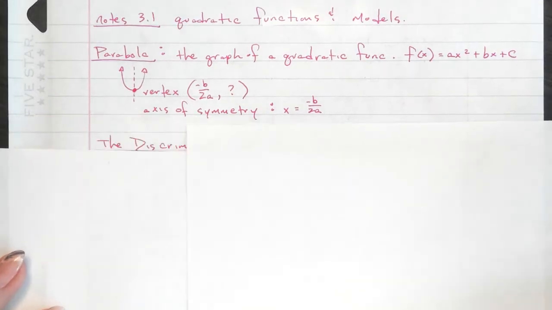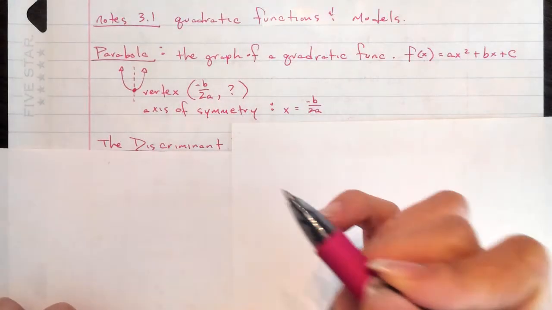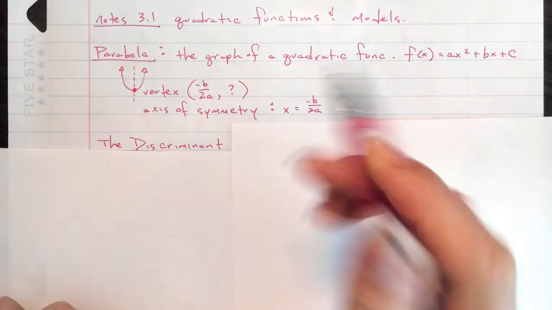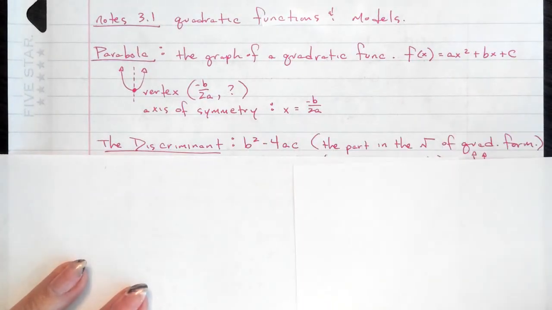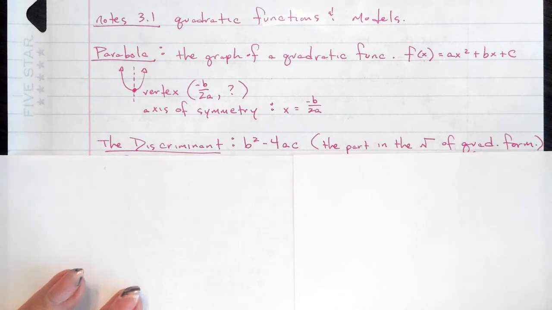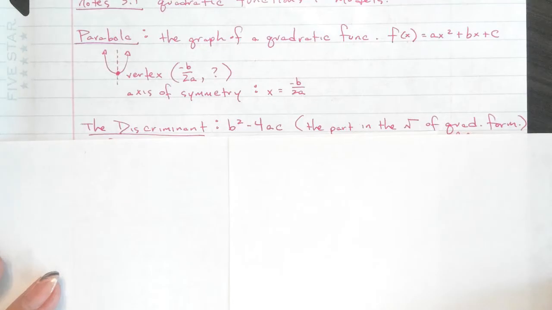So then the next part is talking about the discriminant. The discriminant is what goes under the radical when you have the quadratic formula. So what went under the radical, we think back, was b squared minus 4ac. And again, that's the part that goes inside the radical of the quadratic formula. Okay, I'm going to start writing on my papers.